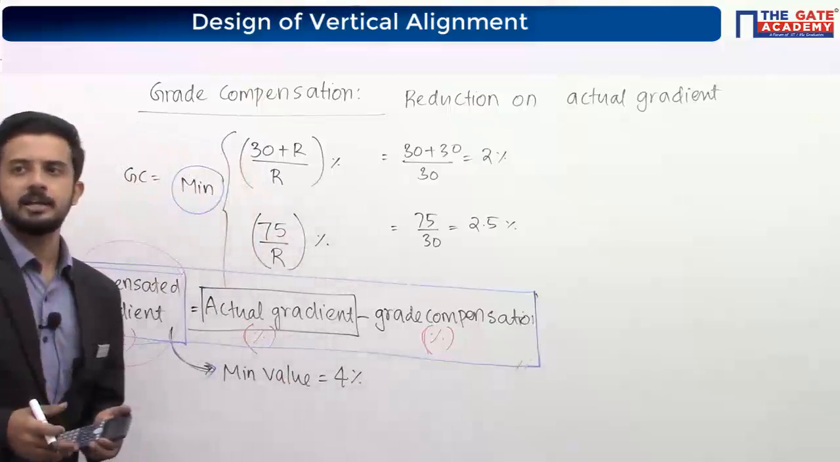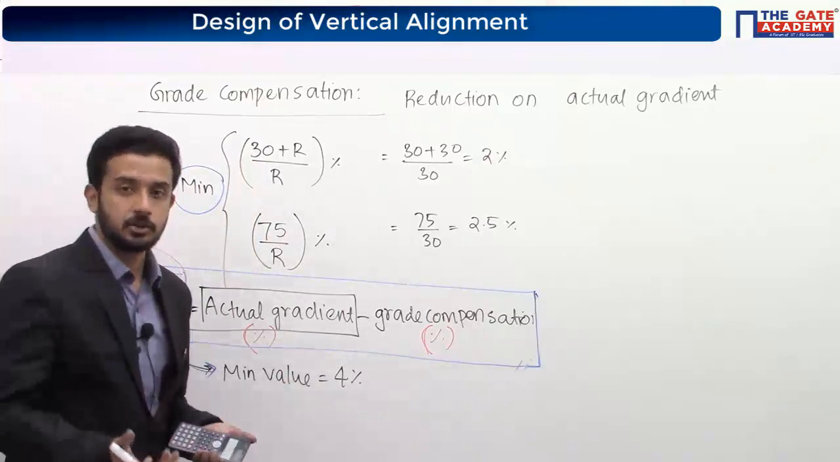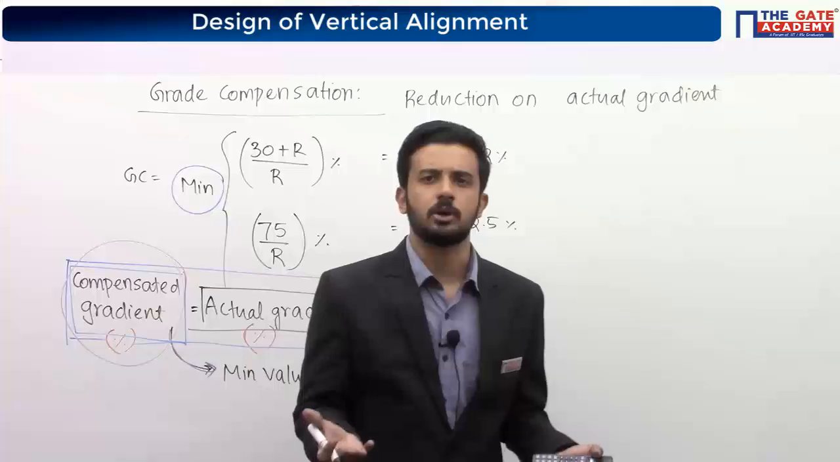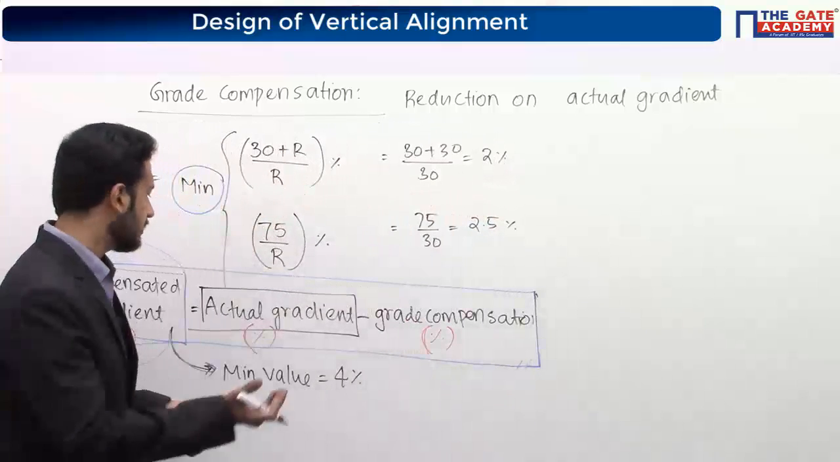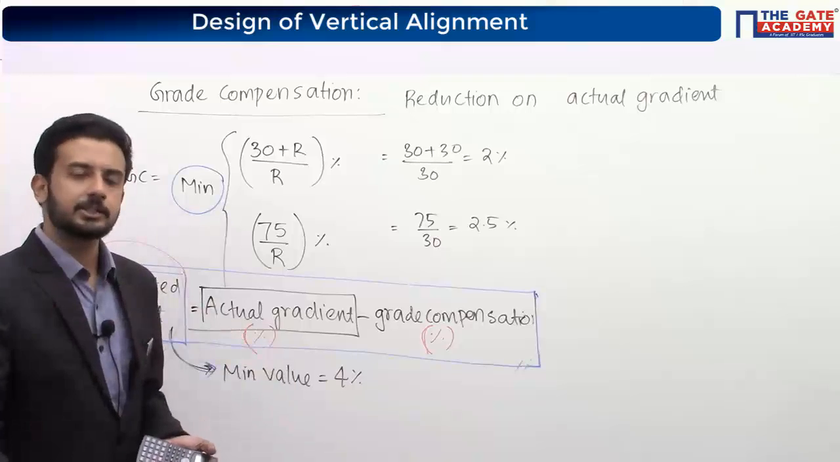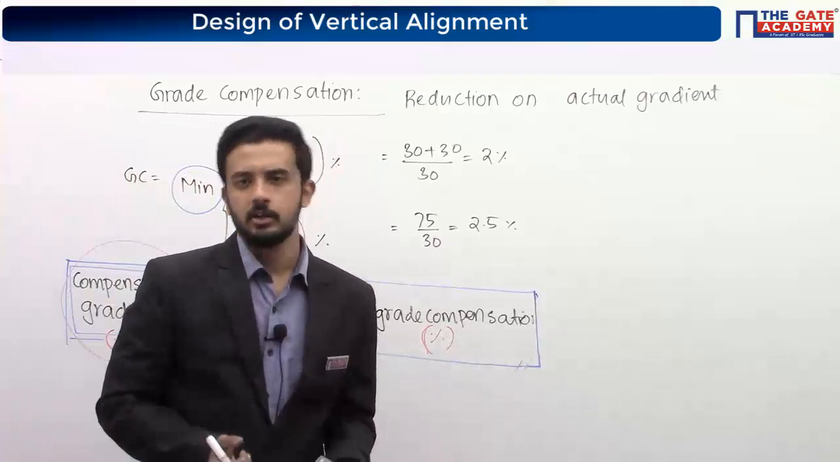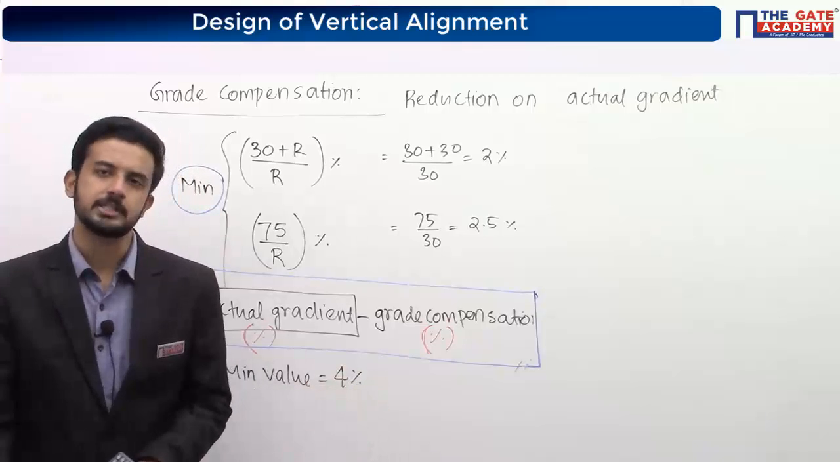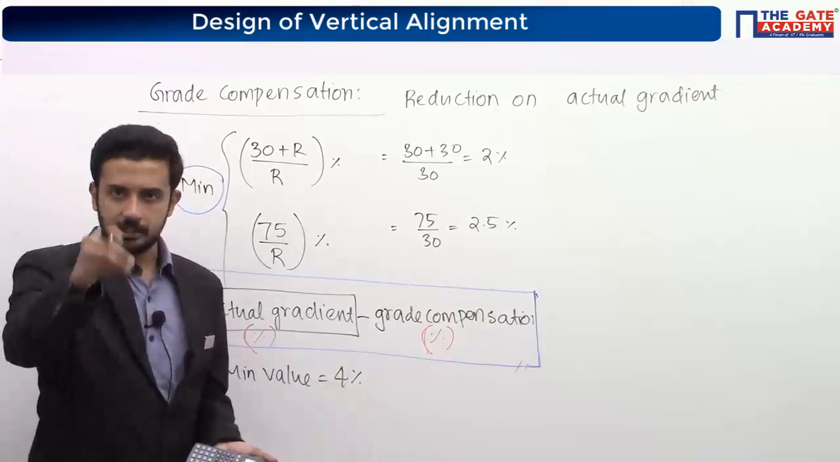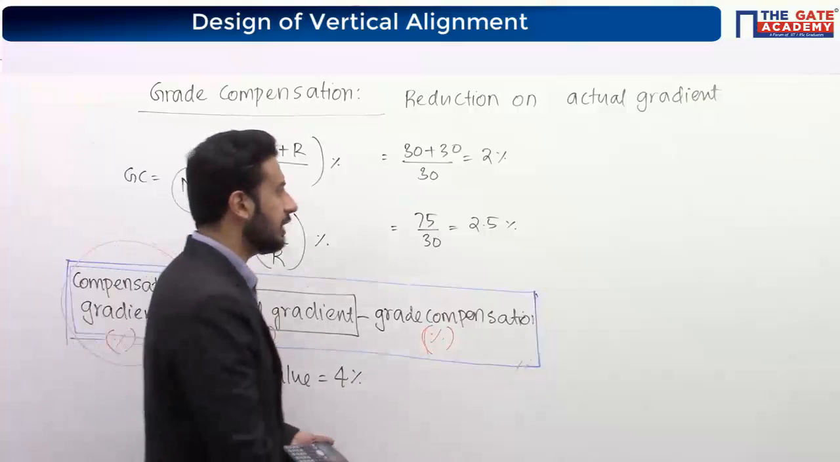See, suppose that 1 in 18 is not given in the question. Actual gradient is not given. Then what can we do? We cannot check it, correct? If they are not giving the actual gradient, we are not able to check it. So we assume that the final may be more than 4%. That's it. In case they are giving it in the question, then we have to check it.